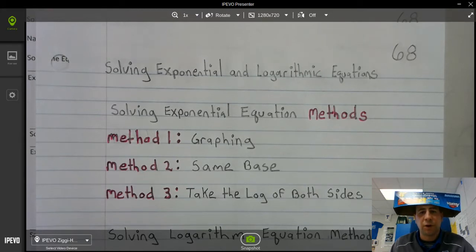Now, solving exponential equations has three methods, okay? Method 1, graphing. Method 2, same base. And method 3, take the log of both sides. If you would, go ahead and pause the video and update your solving exponential equation methods.